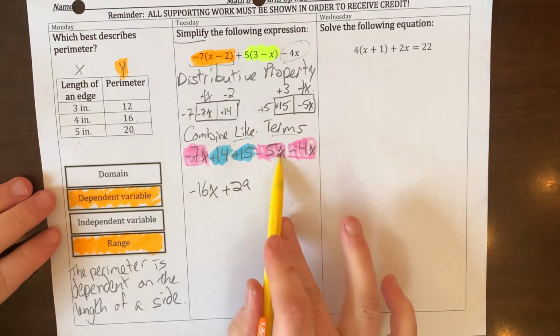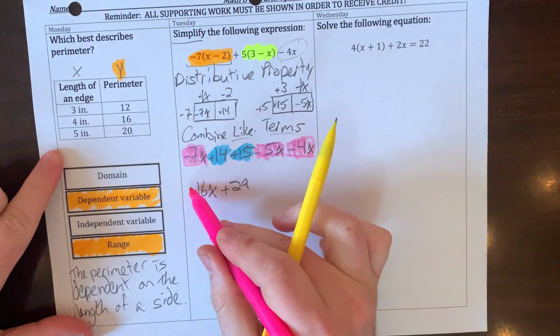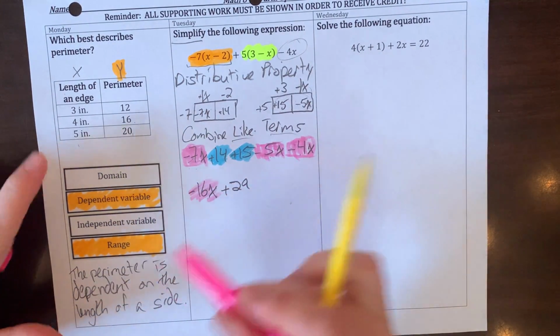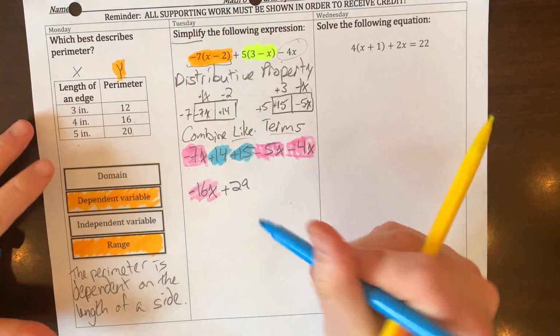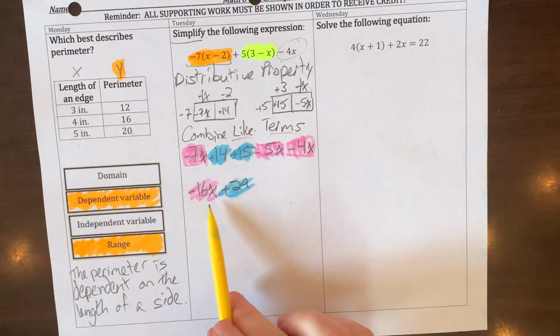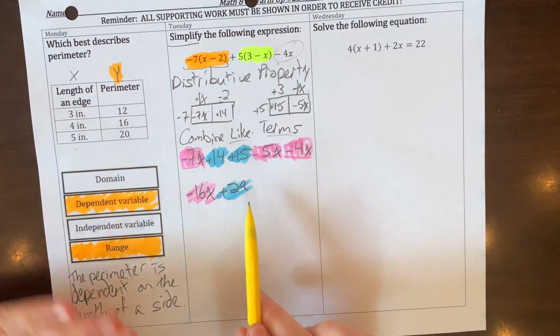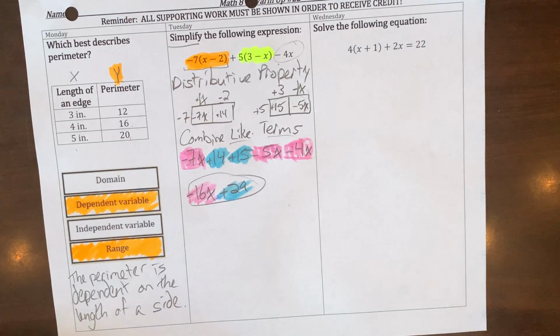So make sure you see how we got this. We said that the sum of those variable terms is -16, and the sum of these constant terms is 29. Also make sure that since these do not share a variable in common, this is going to be our answer. So this is our simplified answer of -16x plus 29.